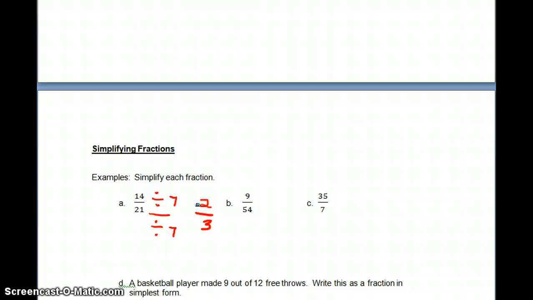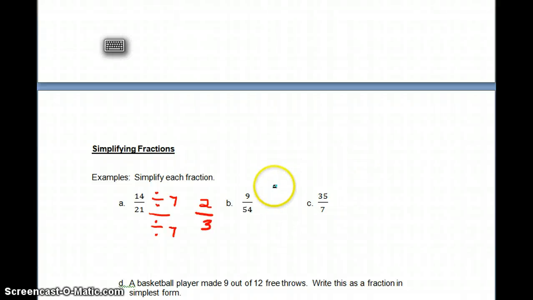It's very, very important that you make sure that you are dividing the same number out of both the numerator and the denominator. You absolutely can never divide out a different number, or else you're not properly reducing that fraction. You have to keep it the same in order to reduce it correctly. So I want you to take a second here and pause this recording and do example B and C on your own.